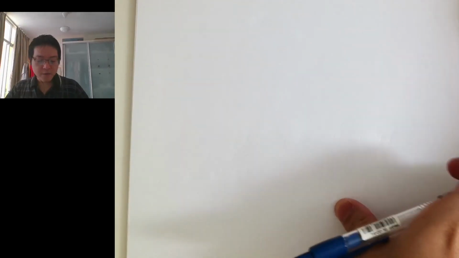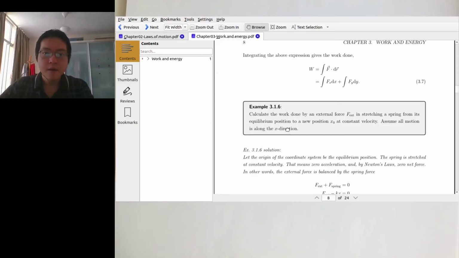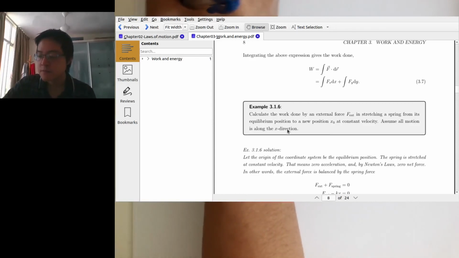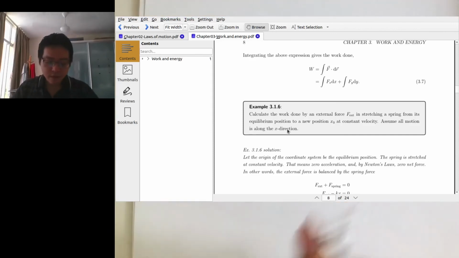Let's see how we make use of this formula by an example. Okay, so variable force. The first example is the one involving a spring. Calculate the work done by an external force F in stretching a spring from its equilibrium position to a new position at constant velocity. Assume all motion is along the x direction. So this is example 3.1.6.